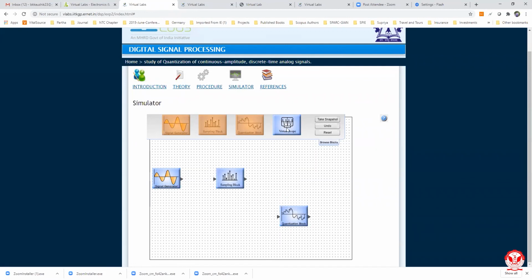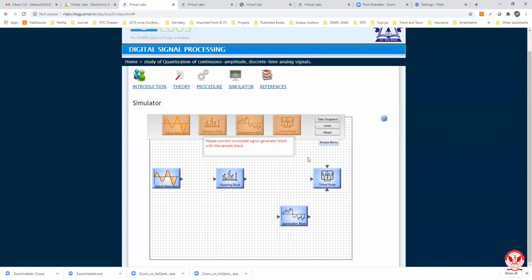Next, we have a virtual scope. Again, we select the virtual scope by clicking it and we drag it here. So this is the virtual scope. The virtual scope has 3 inputs now. The first input, it takes from the sampling.